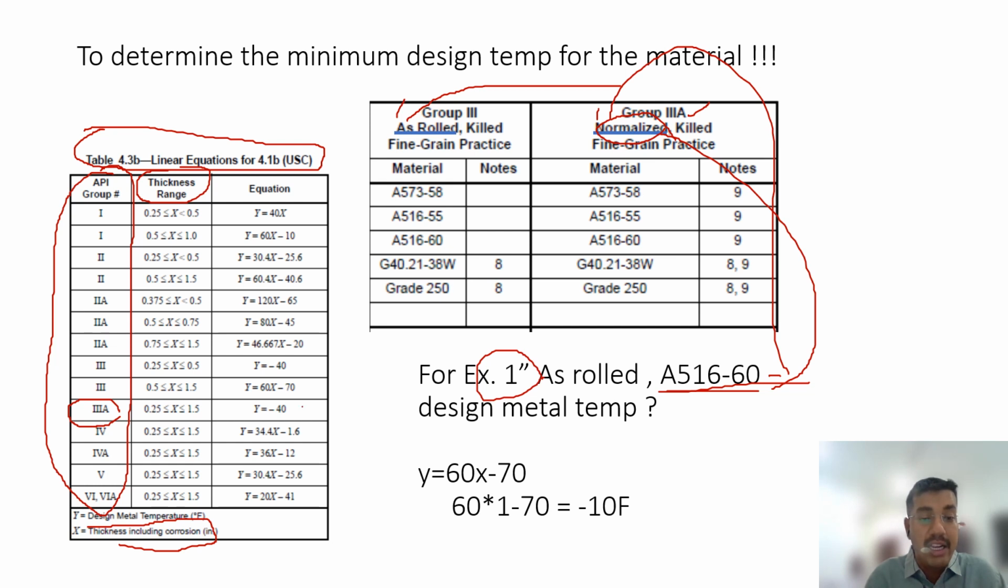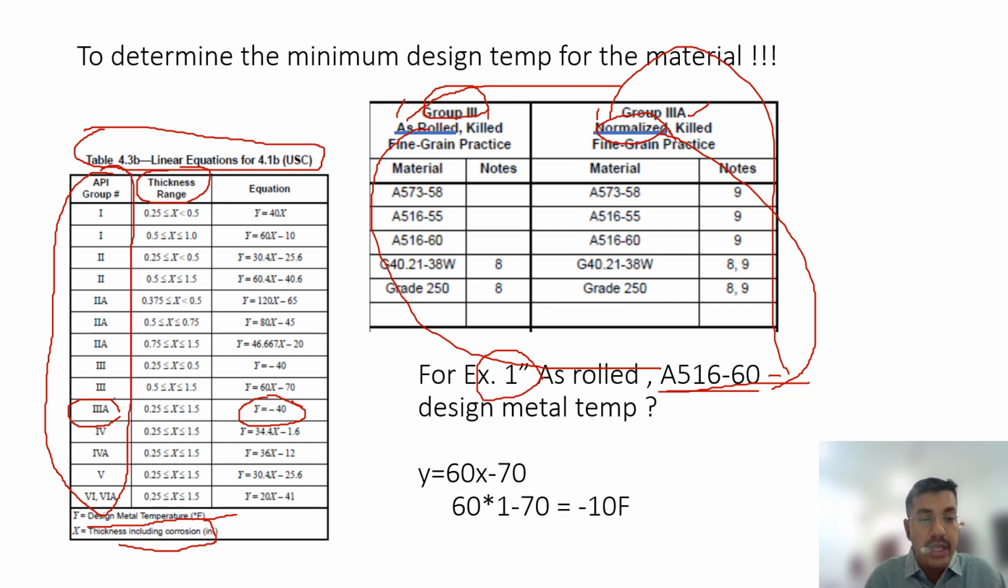For that one, there is an equation: Y is equal to minus 40. Here it is stated straight. Y is the design metal temperature, so I can write Y equals minus 40. But here you see 3A, and here I mentioned 3 as rolled. We will do it both ways, normalized and as rolled. For as rolled, it will come in Group 3. Just see why I was telling you to check the group number for normalized and as rolled. Usually the question comes from this table only, 3 or 3A.